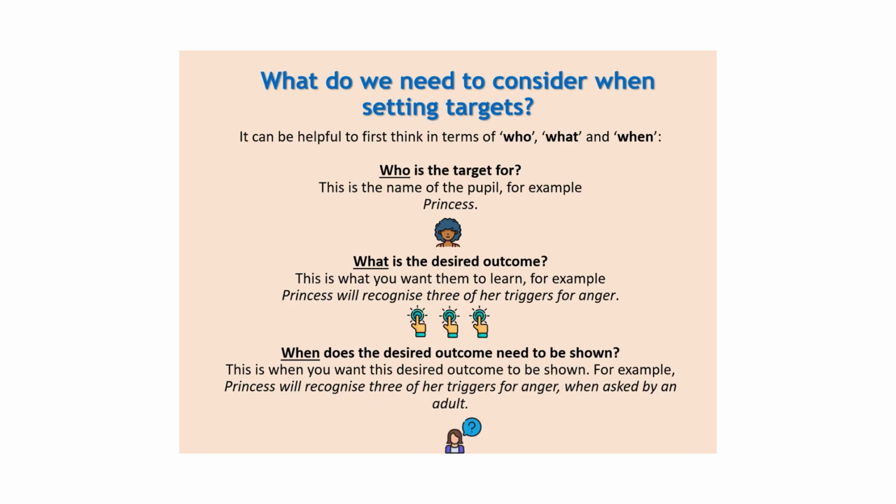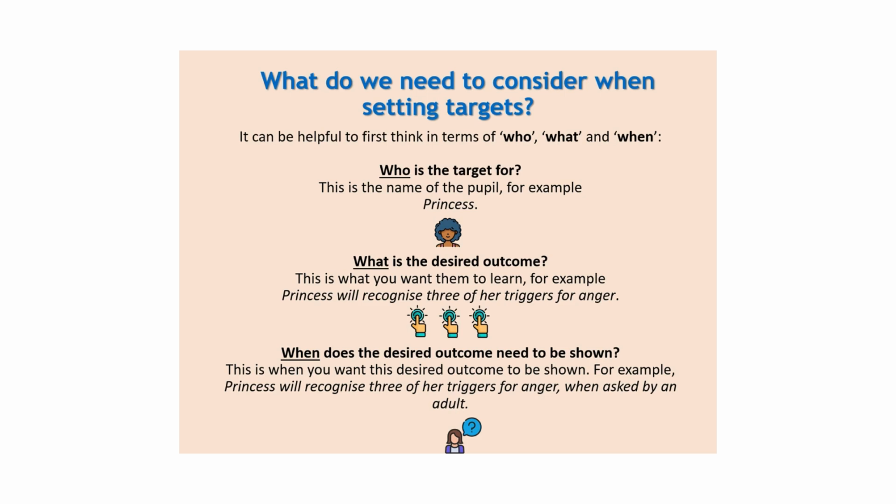What do we need to consider when setting targets? It can be helpful to first think in terms of who, what, and when. Who is the target for? This is the name of the pupil, for example, Princess. What is the desired outcome? This is what you want them to learn. For example, Princess will recognise 3 of her triggers for anger.